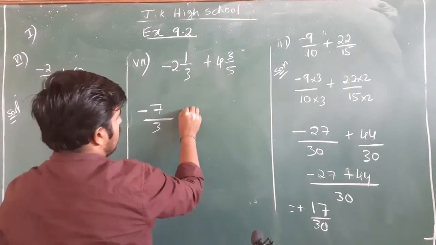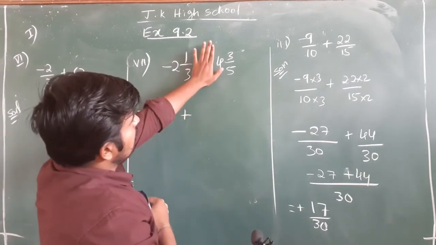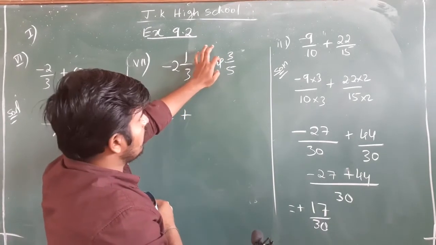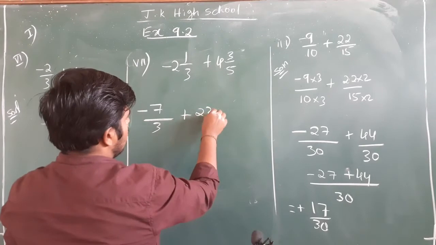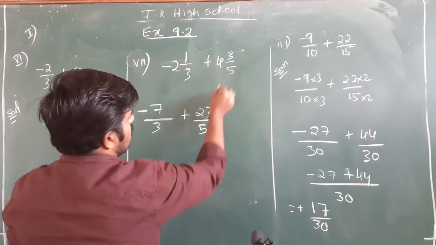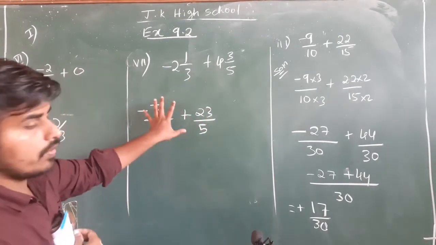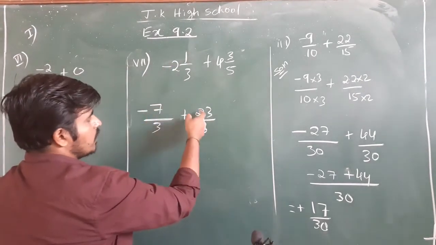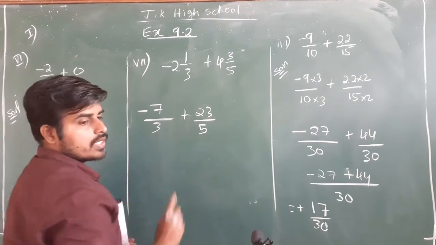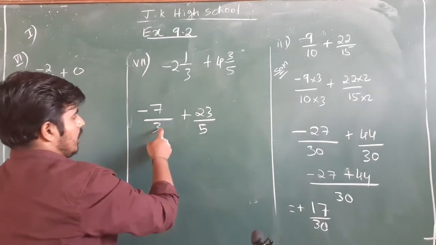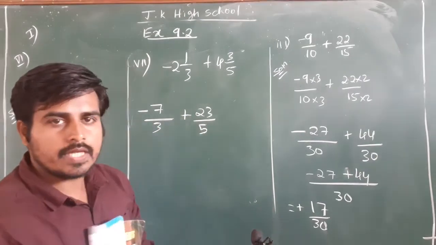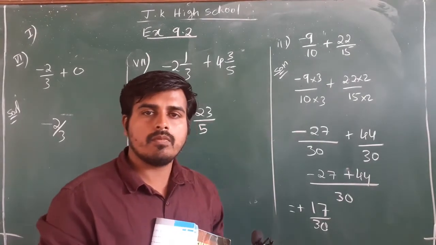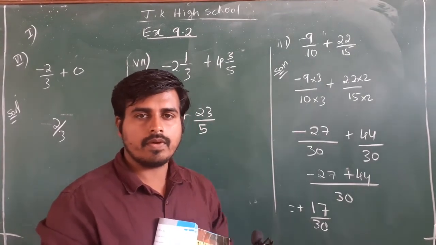This is a plus, keep plus as it is. 5 4s are 20, 20 plus 3 is 23, divided by the same denominator 5. Now you converted two mixed fractions into improper. Now this is a negative fraction, this is a positive fraction, and the denominators are also different. In between 3 and 5, 3 table and 5 table, the common number is 15 again. 3 5s are 15, 5 3s are 15.